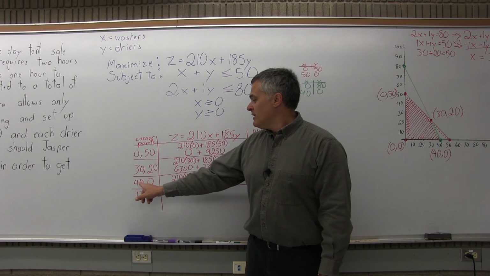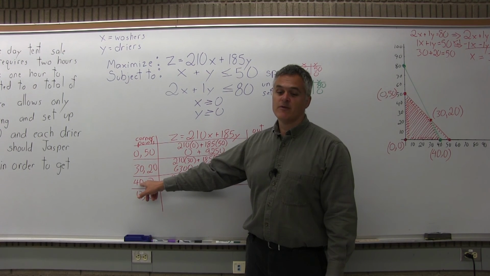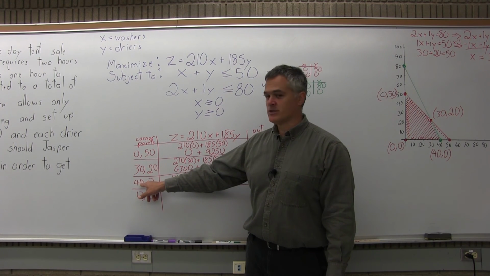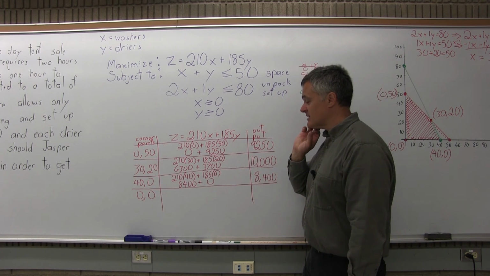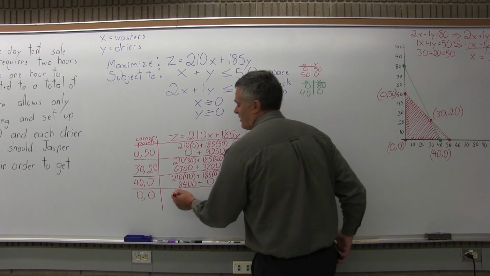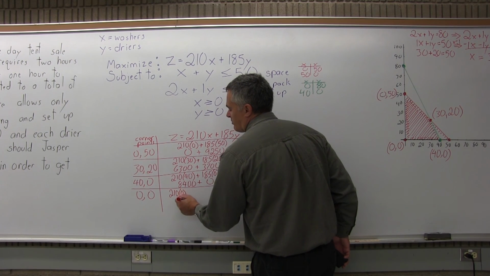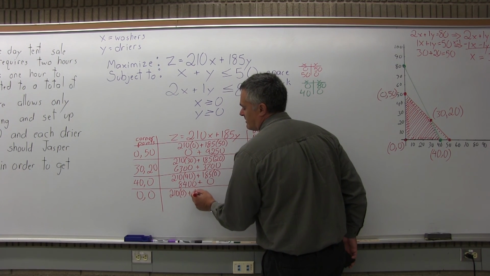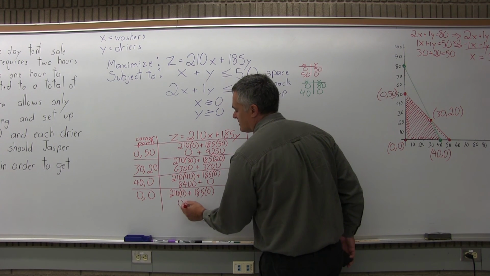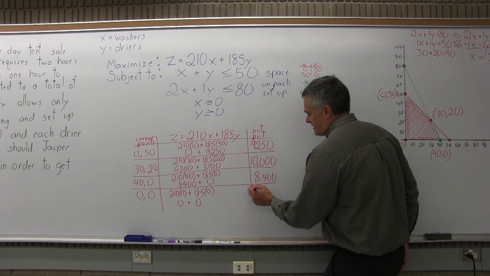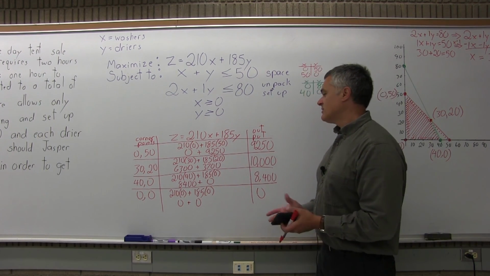Now remember, there's room for 50. So what's happened with this is he's used up all his employee time of 80 available hours to set up the 40 washers. So even though there's 10 empty spots, he has no more employee time to set up anything else. And then the 0, 0, of course, is going to give me an output of 0. So the last corner point is 0, 0. When I plug that in, the 210x becomes 210 times 0. 185y becomes 185 times 0. So I'm going to have 0 plus 0, which adds up to 0. So Jasper will have a profit of $0 if he doesn't set up any appliances, which of course makes sense.